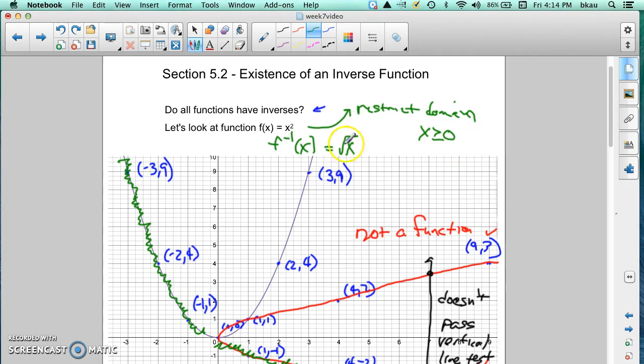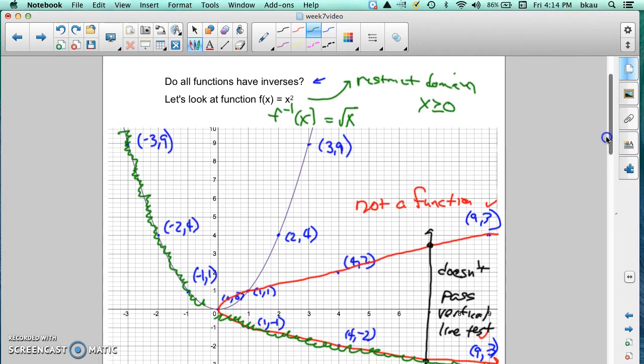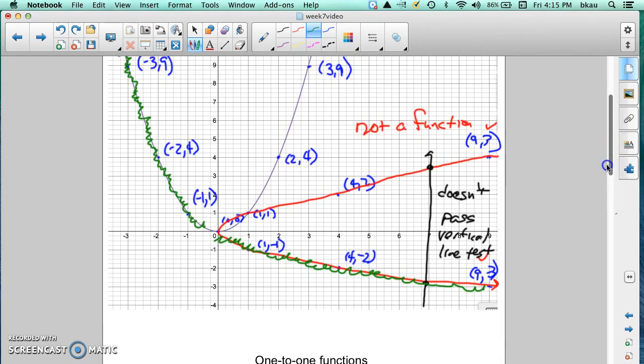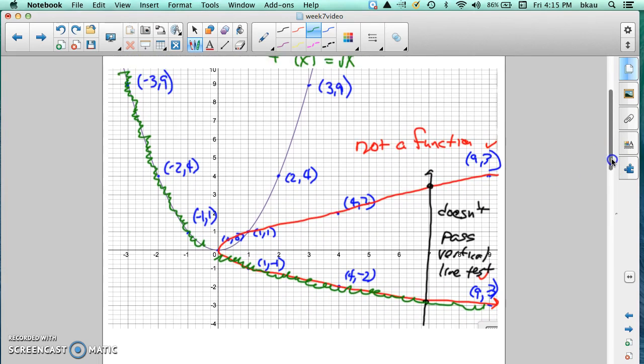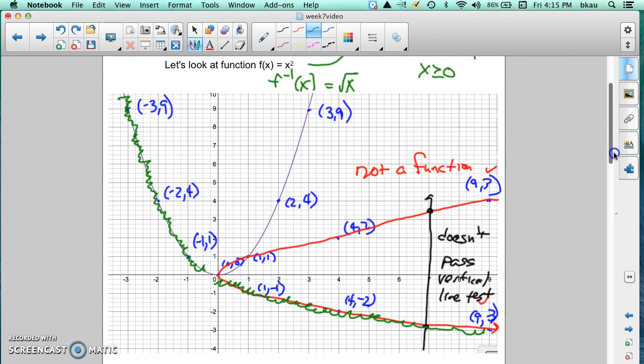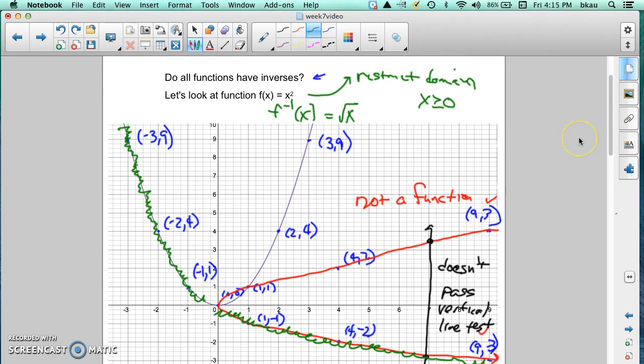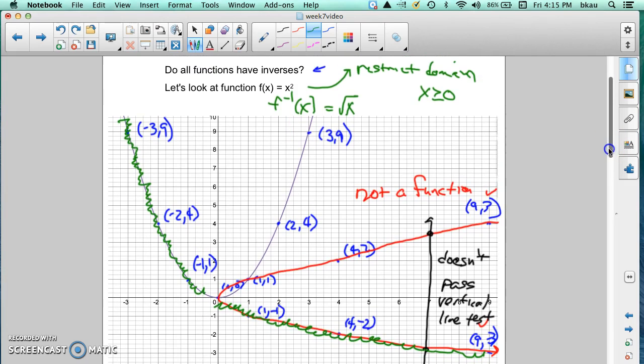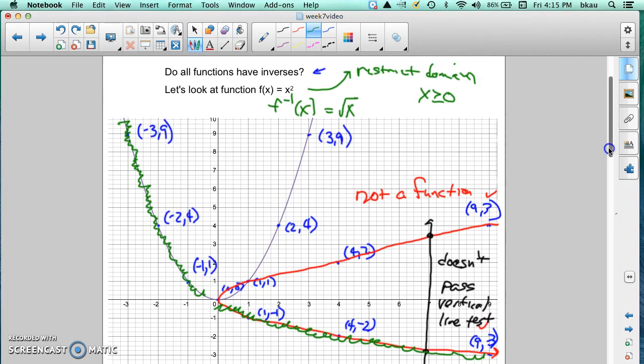In order for this to occur, we have to cut our domain on our function in order for it to be a function when we graph the inverse. So what we're saying here is that the function that we started with does not have an inverse unless we restrict the domain.